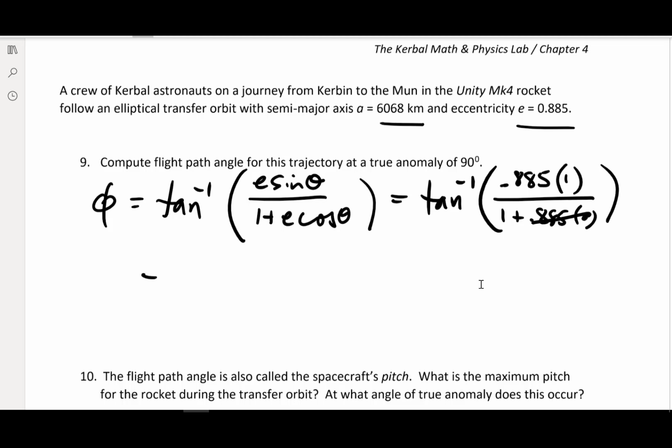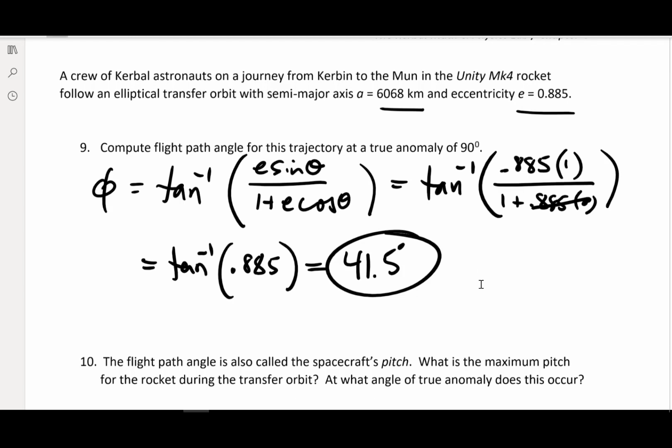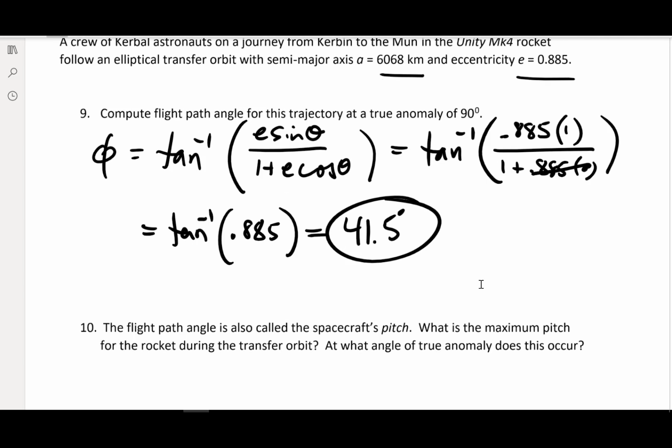So we're looking at tan inverse of 0.885, and that's 41.5 degrees. So that'll be something we could check in the game to make sure that that's actually what's happening. At true anomaly 90 degrees, flight path should be about 41.5 degrees.